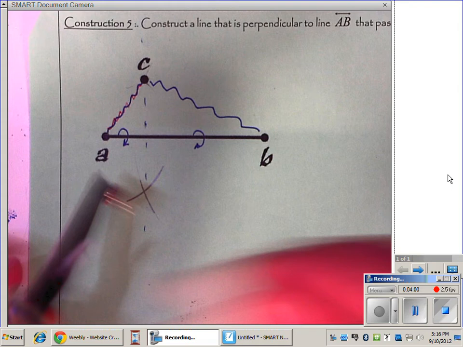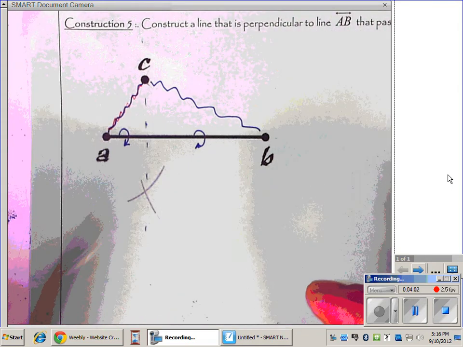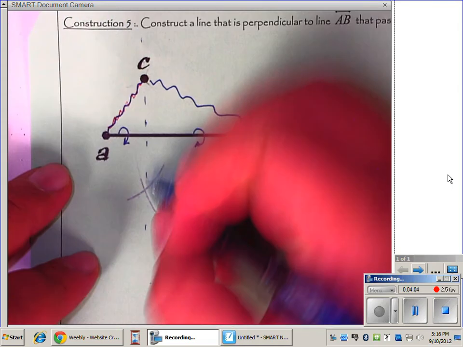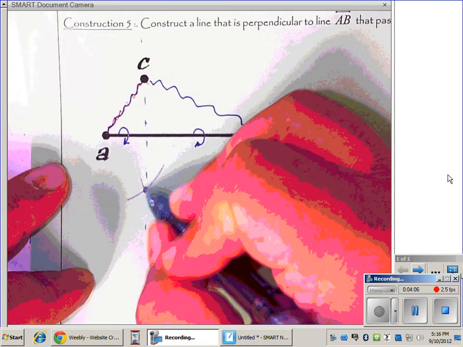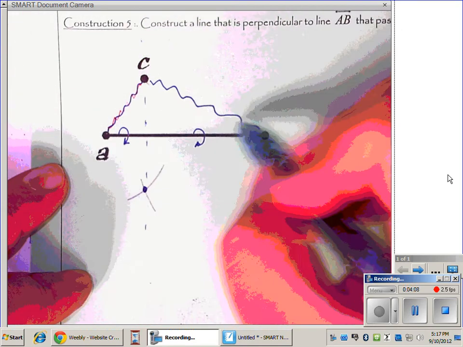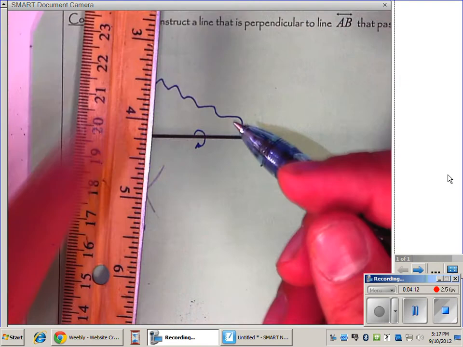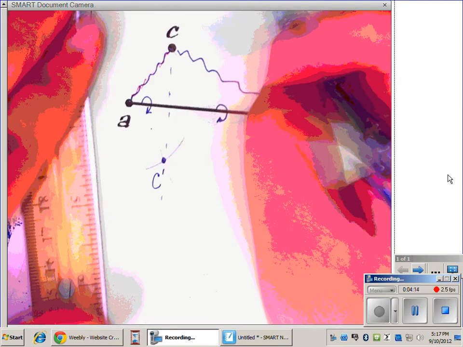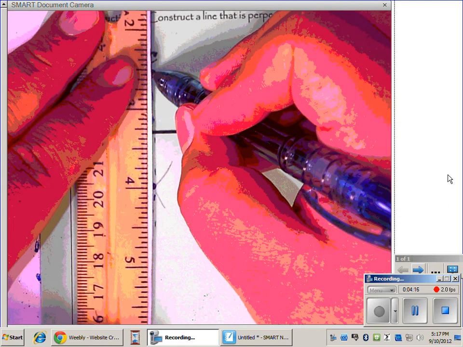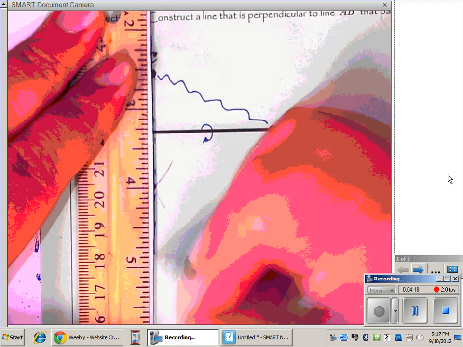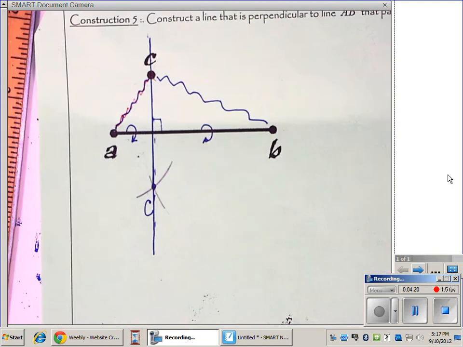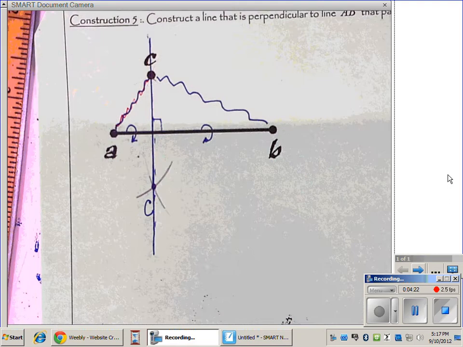Okay? And we did the same thing with C, transferring downward. So again, where these two meet is the only place that has the same distances from A and B as it does up here. This will be our new C. Okay? Simply connecting those two points to form our line, we have our perpendicular line to our constructed line AB.